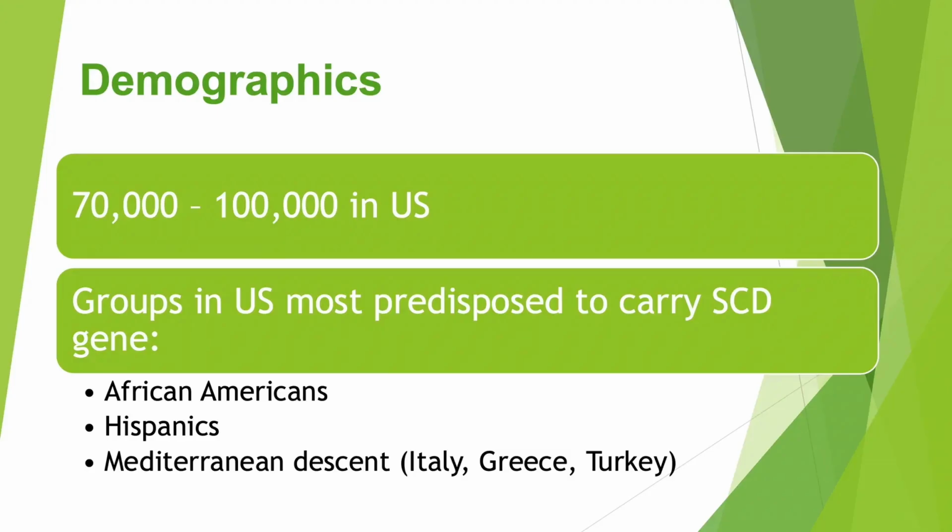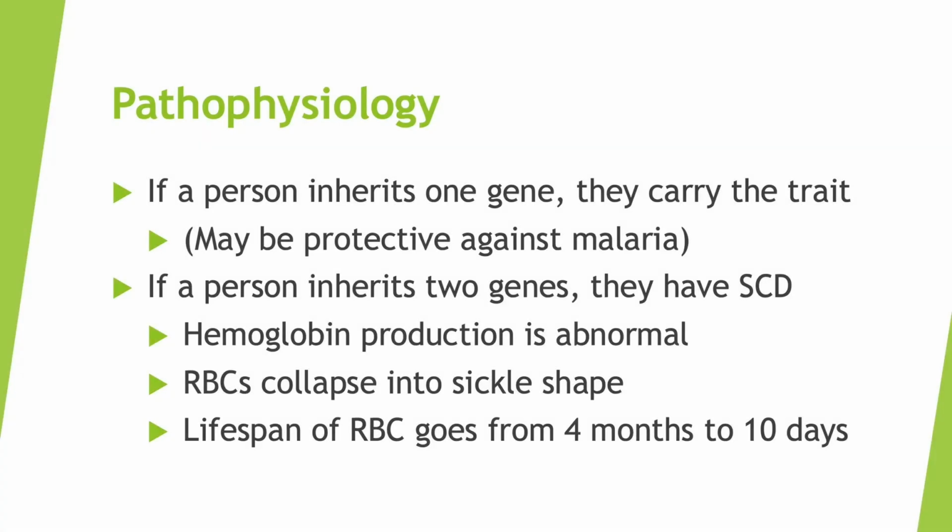The demographics of sickle cell disease show certain races are most predisposed to carry the sickle cell disease gene. These include African Americans, Hispanics, and people of Mediterranean descent from countries like Italy, Greece, and Turkey. The gene originally provided protection against malaria, which is why it's more common in populations from regions where malaria was prevalent.